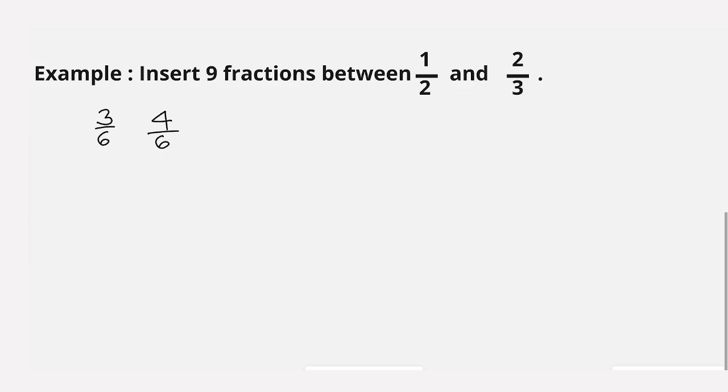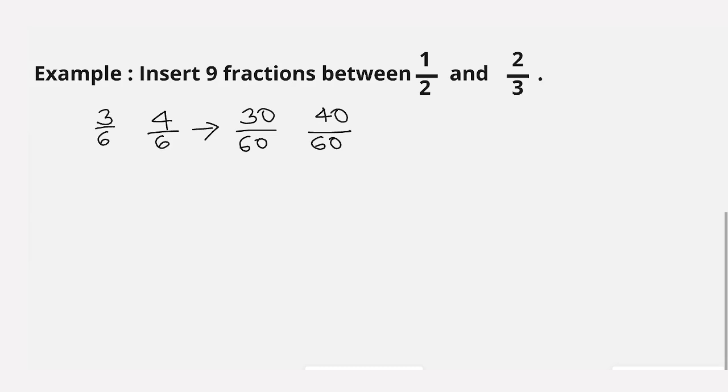As we have to insert 9 fractions, 9 plus 1 is 10. So we will multiply both numerator and denominator by 10. So this becomes 10 times 3 is 30 upon 10 times 6 is 60. And the other number is 4 upon 6. 4 multiplied by 10 is 40 and 10 times 6 is 60. So the two numbers 1 upon 2 and 2 upon 3 have become 30 upon 60 and 40 upon 60.